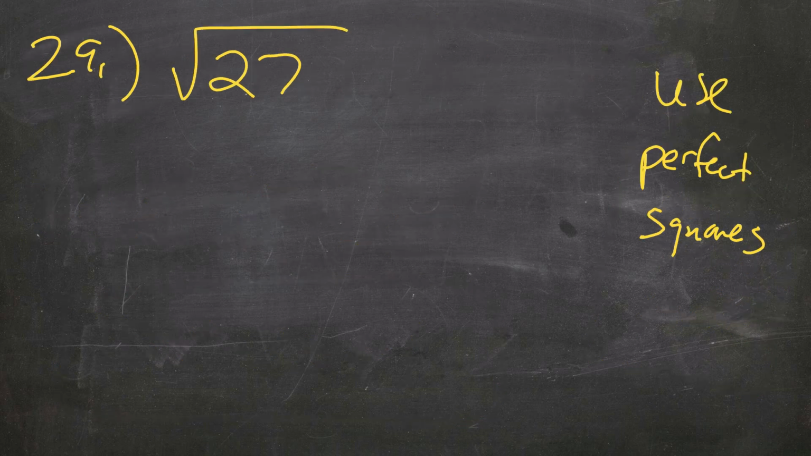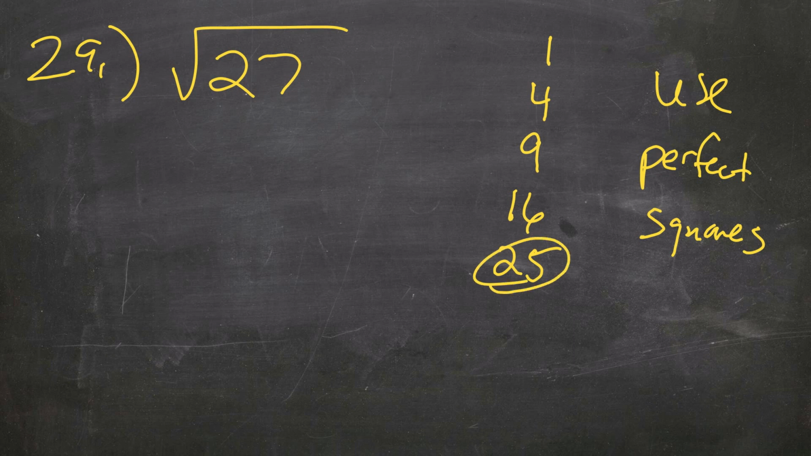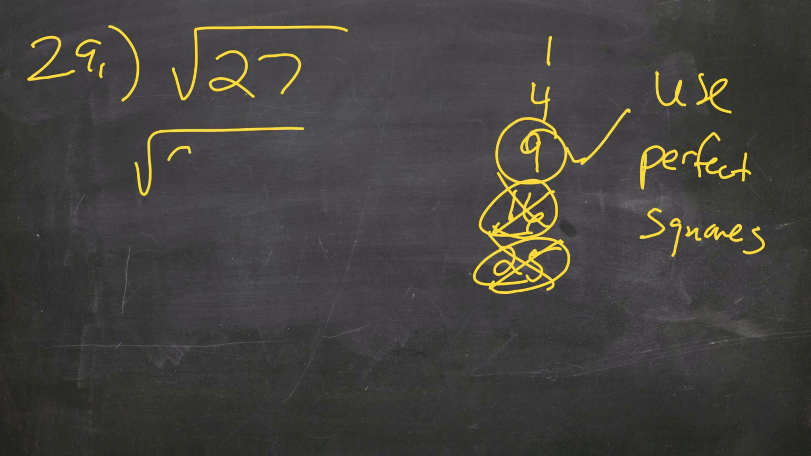29 says just simplify the radical, so you're going to look for perfect squares that go into 27. The only ones you really care about are the ones less than 27. You ask yourself, do any of these numbers go into 27? I always start at the bottom. Does 25 go into 27? It doesn't. Does 16? Nope. Does 9? It does, because 27 can be written as 9 times 3.